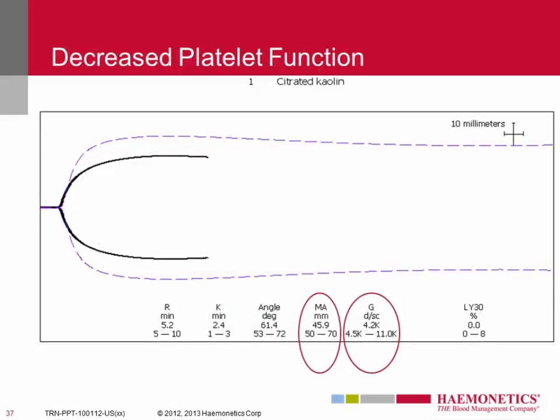Okay, so here we have a normal R time, normal K, normal angle, but the MA and the G are low. So what would be the appropriate intervention if this patient's bleeding? It's not FFP, it's not cryoprecipitate. It would be platelets. Yes, thank you. So you can see this is not too difficult to grasp when you first start using it.